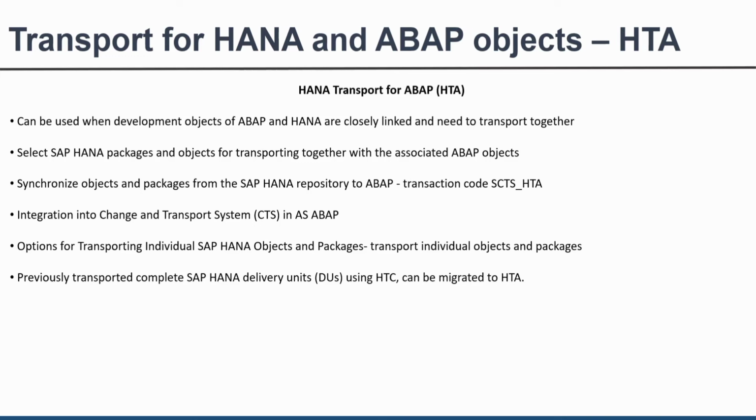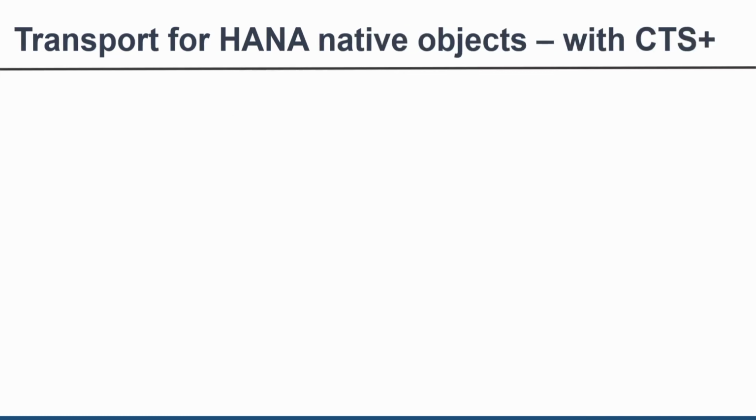If you have any previously transported complete HANA delivery unit which you have done using HTC, you can migrate it to HTA. So now the third scenario is if you want to transport HANA native objects. The first option is CTS Plus, if you have CTS already in your landscape.